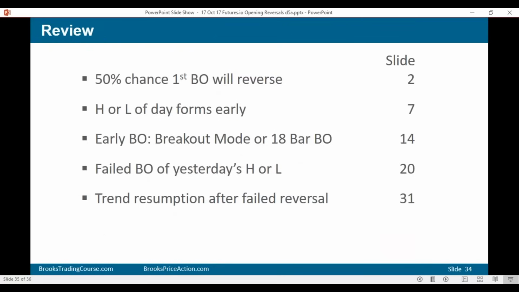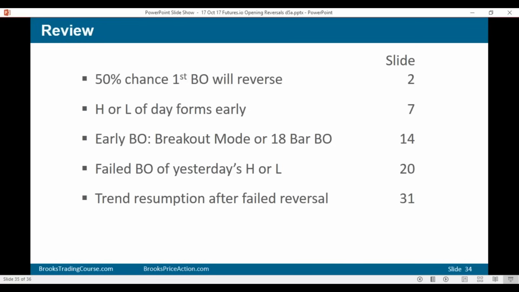All right, so that's all I wanted to say. I wanted to make the important point that on the open, you very often get a strong leg up or down, but anytime you get a strong leg on the open, 50% chance that first breakout will fail and reverse.